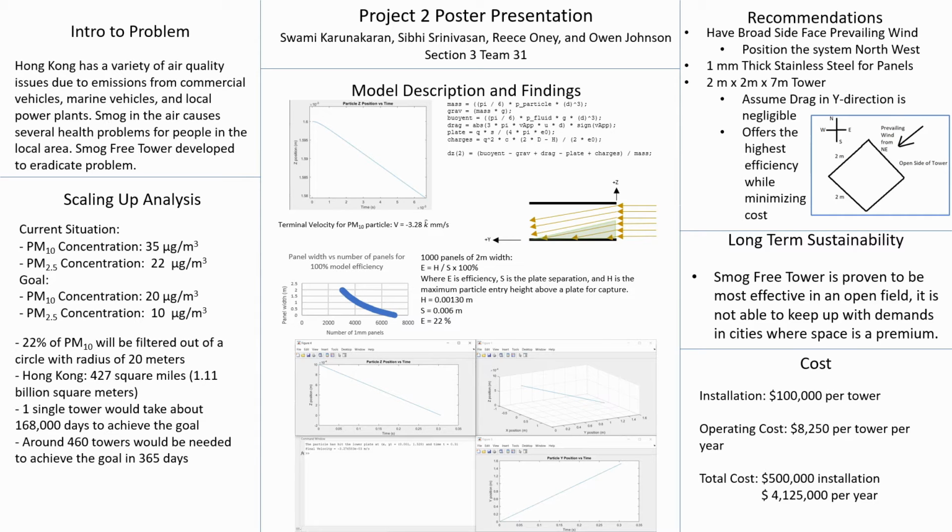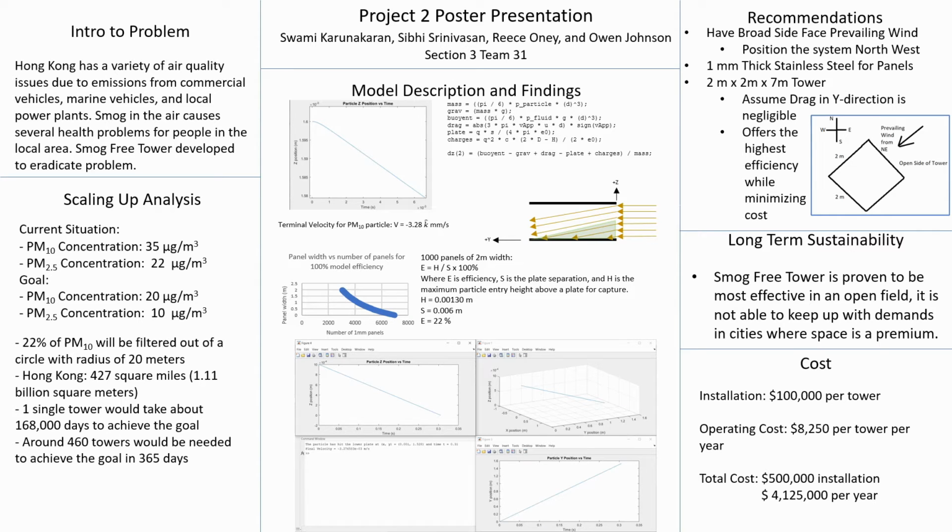A plot is shown of the plate width required for 100% efficiency versus the number of plates required to make a 7-meter high tower. This plot reveals the huge number of plates that would be needed for 100% efficiency, so it was simply used as a guide when selecting device parameters. To keep the number of plates reasonable, Team 31 selected a width of 2 meters. This would still require 3,000 plates, and at 1 millimeter thickness each, this would mean a significant area of the tower would be blocked by plate thickness.